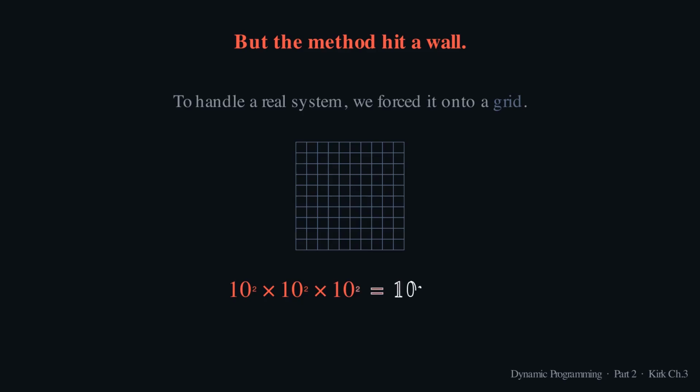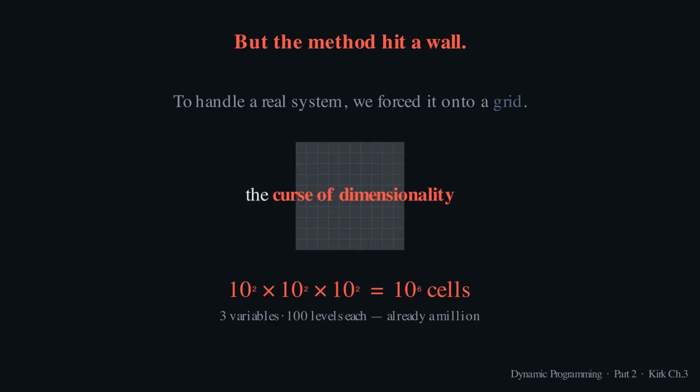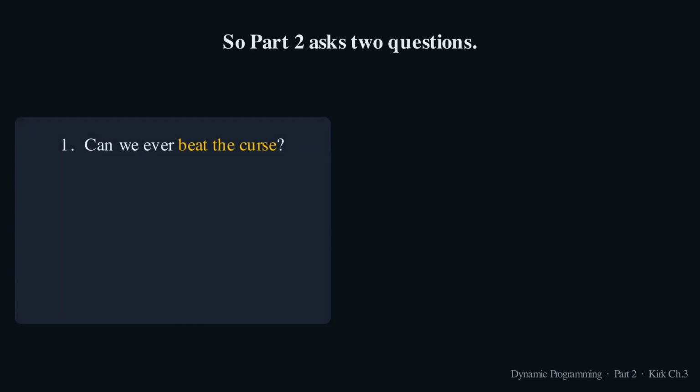To handle a real system, we forced it onto a grid, and grids explode. 3 variables, 100 levels each, is already a million cells. Bellman called it the curse of dimensionality.